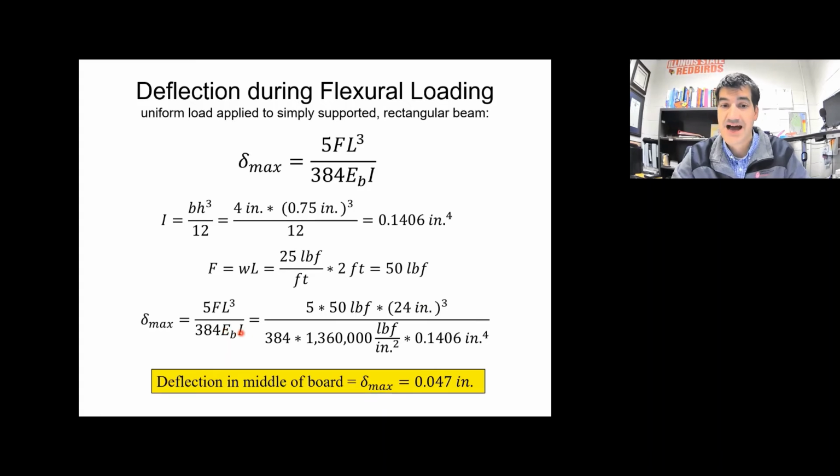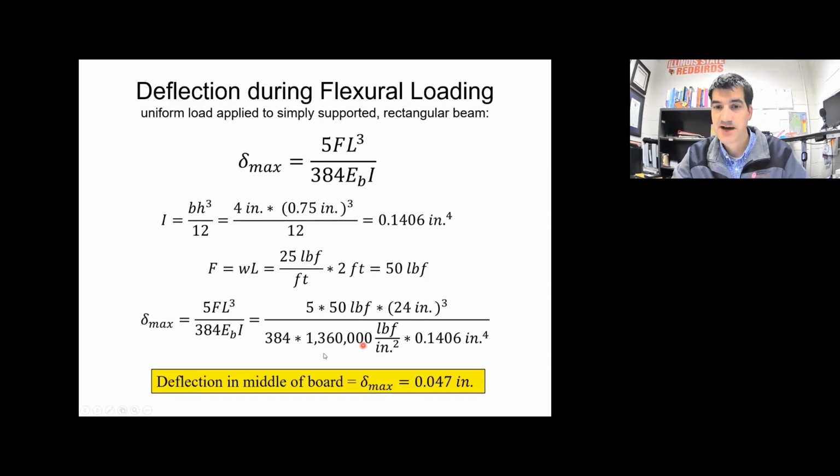Also, your I, moment of inertia, is in inches to the 4th. So you're using inches down here in the denominator, so you better use inches up here in the numerator so they will cancel out. So here I had to put in 24 inches, not 2 feet, but 24 inches for L, and then we cube it.